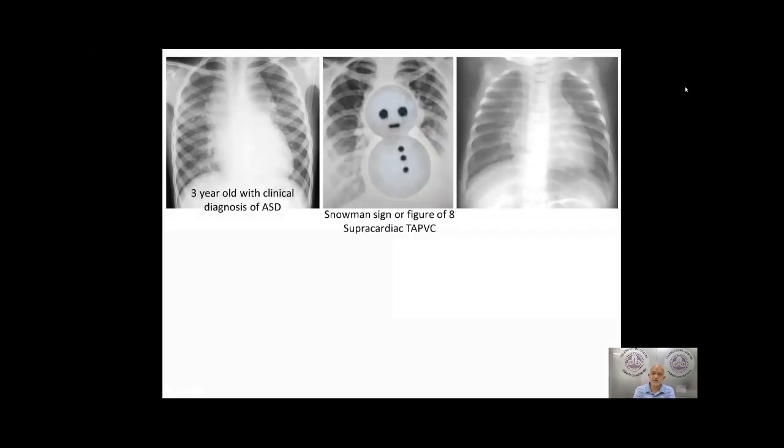Another typical X-ray of congenital heart disease is the figure of 8 appearance, typically seen in TAPVC. A 3-year-old child was referred with a diagnosis of ASD. So simply check the saturation. You can never have an abnormal saturation in a simple ASD. If you have an ASD with saturation below 95%, that is 92, 90, 85%, suspect something else, a complication. And if you have an X-ray like this, this is the right atrium, this is the dilated SVC, this is a vertical vein, a figure of 8 or what is called a snowman appearance is very strongly diagnostic of supracardiac TAPVC.